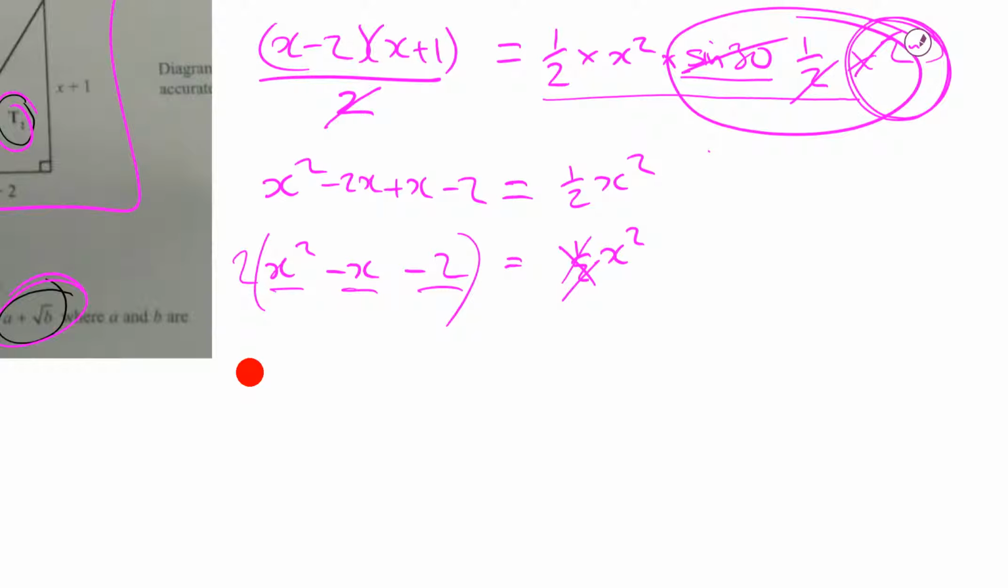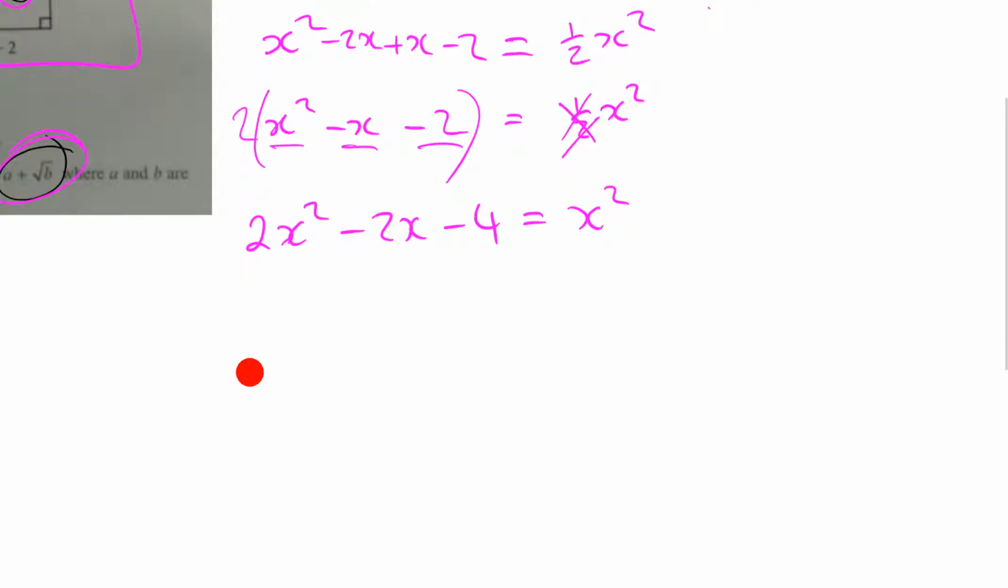So tell me what to do next. Do you expand the bracket? Cool. So 2x squared minus 2x minus 4 equals x squared. Cool. What do you do next? Do you square root it? No. You add. Add 4? Okay, that's interesting.